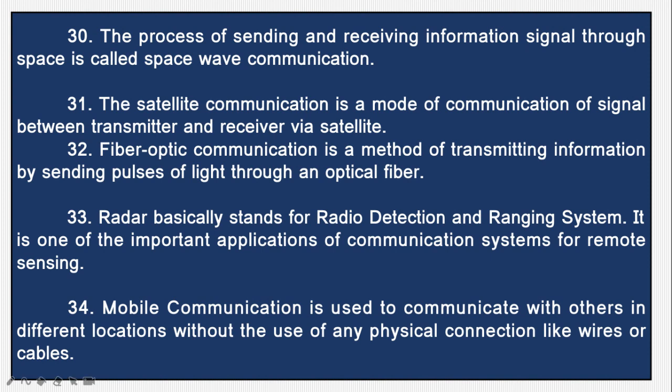30. The process of sending and receiving information signal through space is called space wave communication. 31. Satellite communication is a mode of communication of signal between transmitter and receiver via satellite. 32. Fiber optic communication is a method of transmitting information by sending pulses of light through an optical fiber.